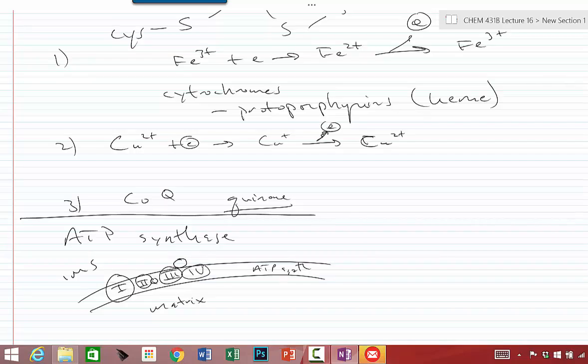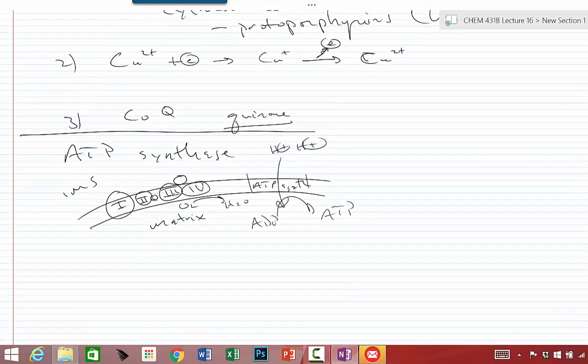Okay. And then what happens is that oxygen is going to get reduced to H2O. And we have all these protons out here. And these protons go through the ATP synthase. And as that happens, ADP is going to get converted to ATP by combining with inorganic phosphate. So we're now talking about this ATP synthase part.